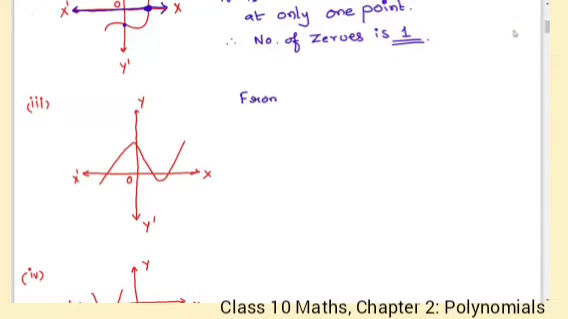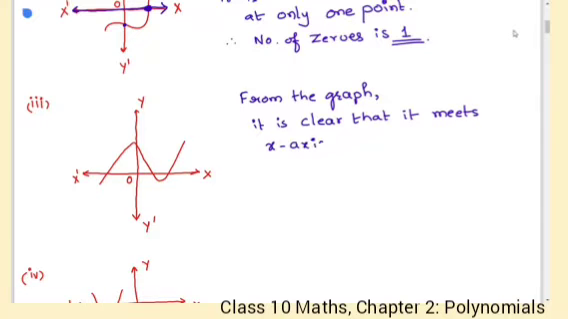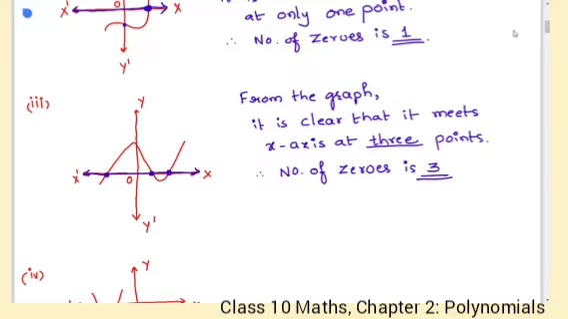Now third one, from the graph it is clear that it meets the x-axis at dash points. You can see this graph, x-axis, 1, 2, 3 points. So it meets the x-axis at 3 points. Therefore the number of zeros is 3 here.